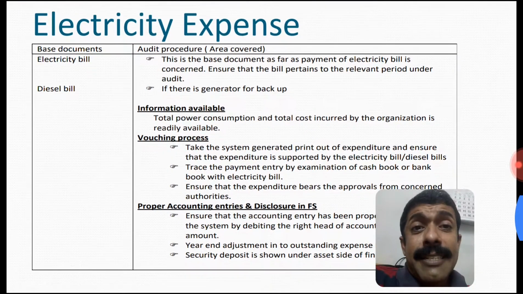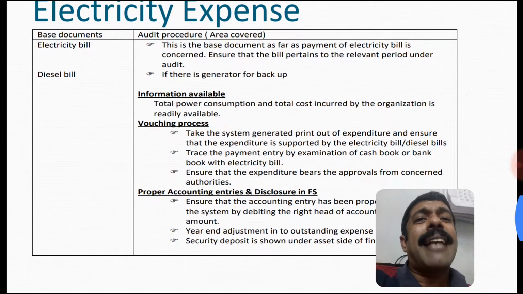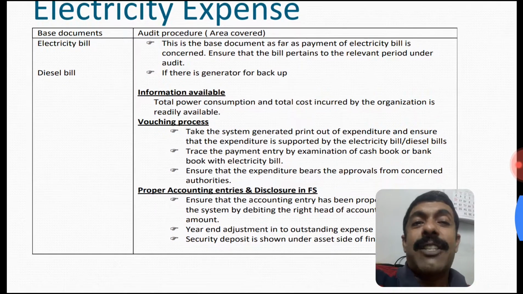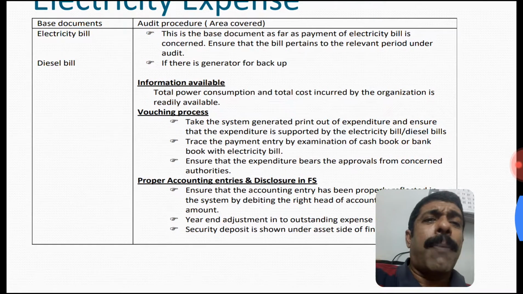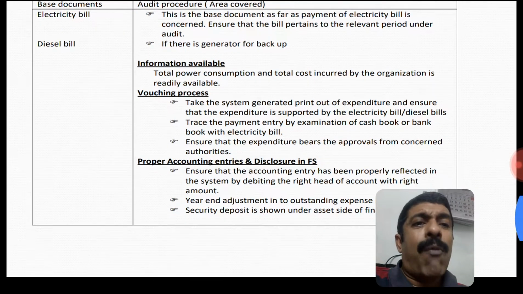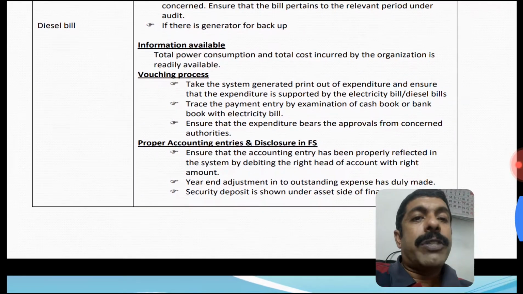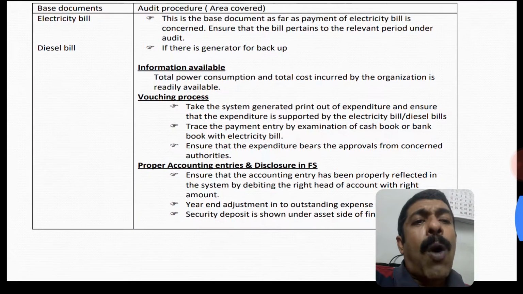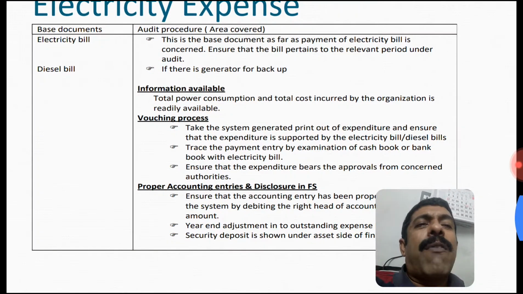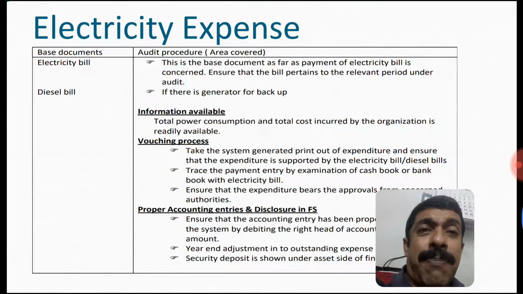For electricity expense, what are the base documents to be checked? The electricity bill is the base document. By checking this base document, the auditor will get the information. So we classify the information available, then the vouching process, and finally the proper accounting and disclosure. This is the way we classify the vouching of indirect expenditure.